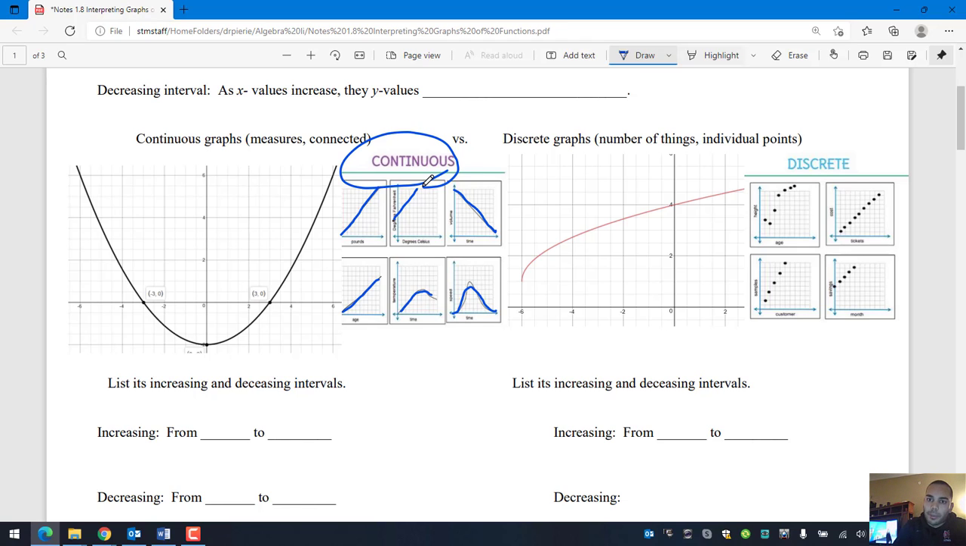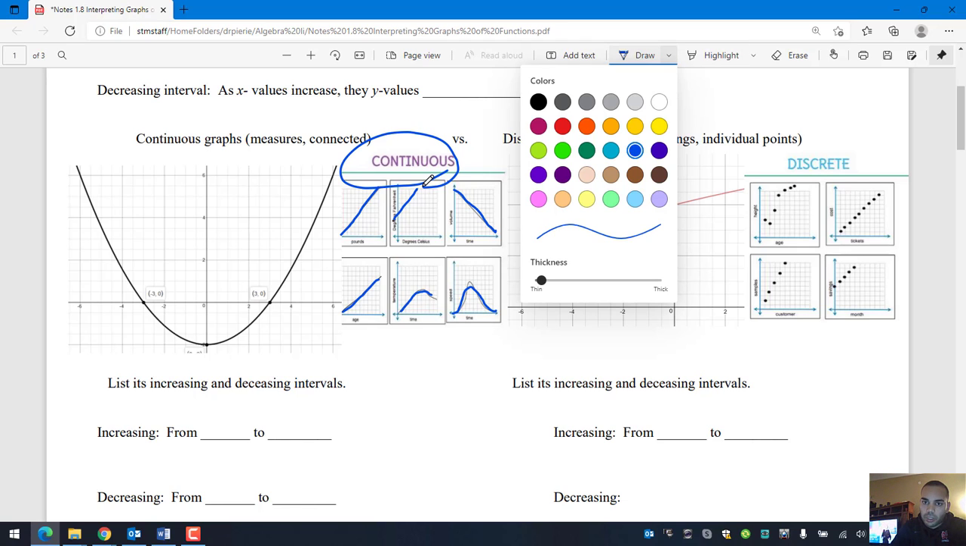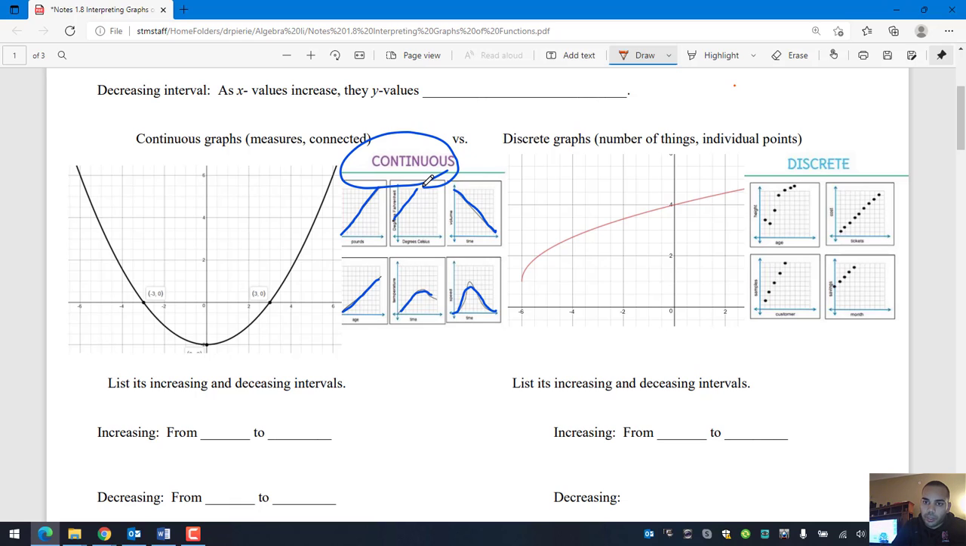But the opposite of continuous would be discrete. And when you think of the word discrete, I just want you to think like individual points. So these are 4 examples of discrete graphs. And basically what they look like is a bunch of different dots or a bunch of different points.